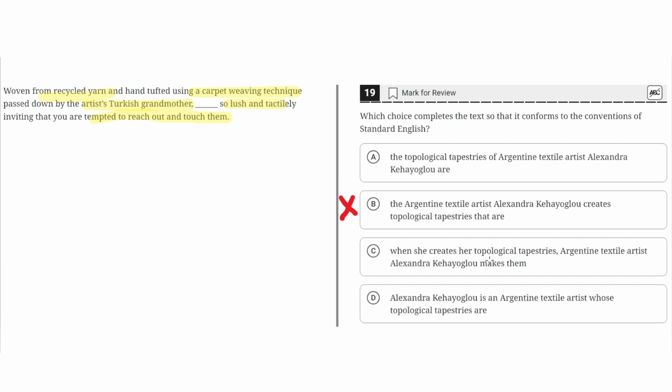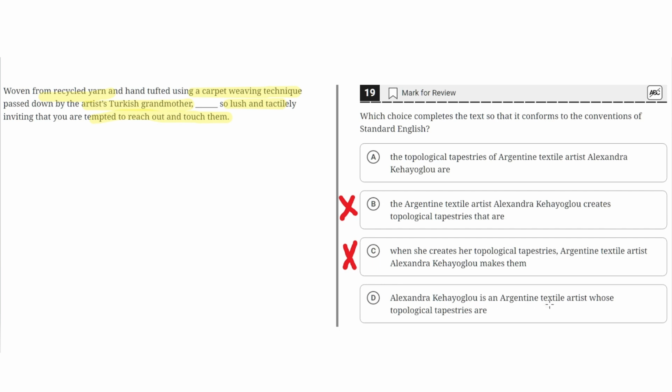C. When she creates her topological tapestries, Argentine textile artist Alexandra Kiyohoglu makes them. This is incorrect, because like B, this blurs the focus of the sentence, and it doesn't leave clear what the subject of the sentence is, where it should be the textiles. In this case, it doesn't highlight that the subject of the sentence is textiles, and therefore it doesn't make sense in the context of the sentence. So C is incorrect.